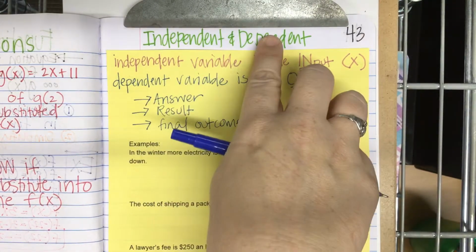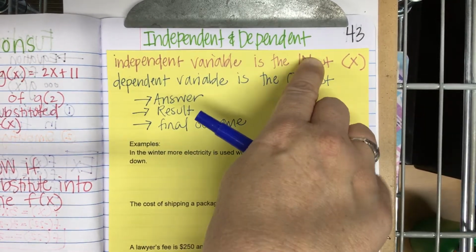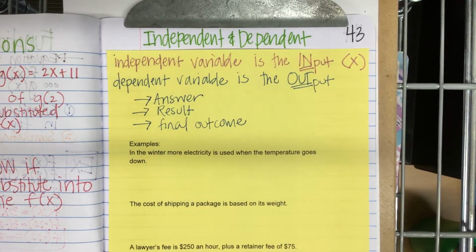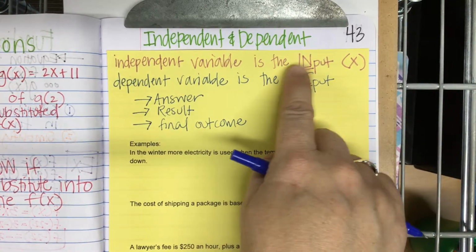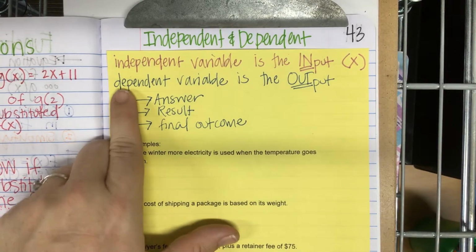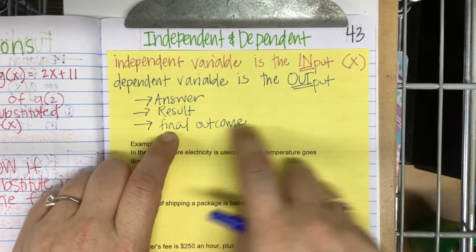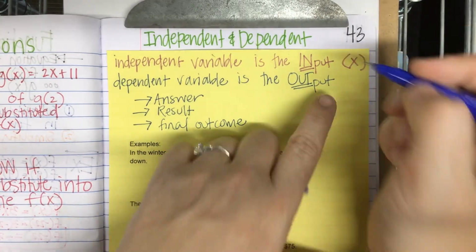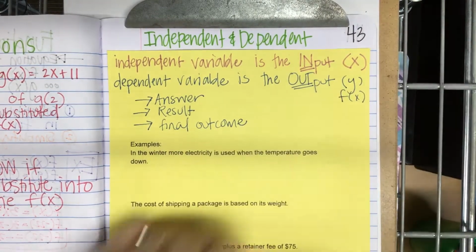So, independent and dependent variables. Again, the independent variable is the input. What goes into my math problem? What I'm substituting in. In and in. Independent is the input. It's the x. It's what goes in. The dependent variable is the output. It's the answer. It's the result. It's the final outcome. It's the y, or it's the f of x, the function of x.